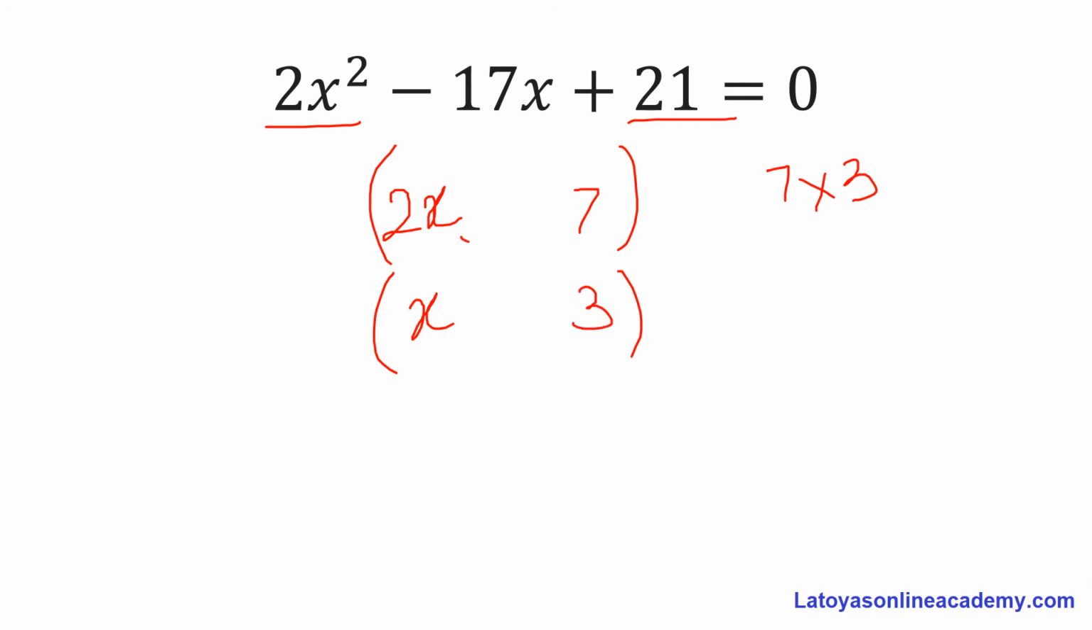Let's see. What we're going to do, we're going to cross multiply. Yes? So it's going to be 2x by 3. That's going to give me 6x. And 7 by x, that's going to give me 7x. Now, could I add or subtract 6 and 7 to give me 17x? No. So the way that I have it, it's not working. Alright? So let's switch things around. Let's put 3 first. And then 7. And let's see what happens.